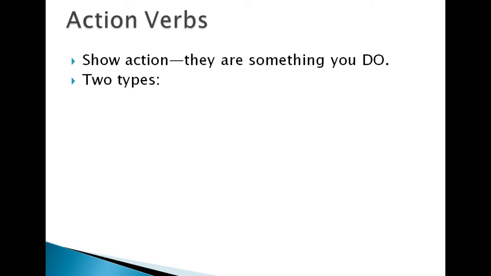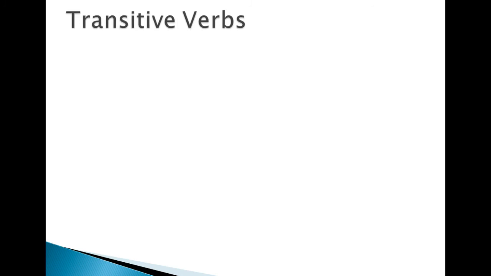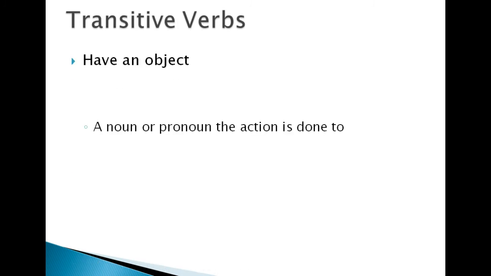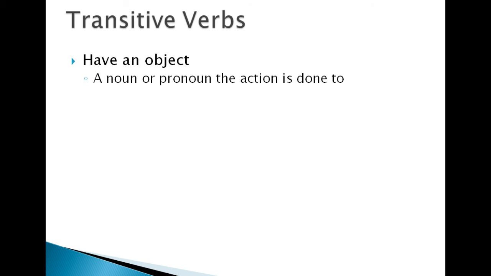There are two types of action verbs: transitive verbs and intransitive verbs. Transitive action verbs have an object. That is, there is a noun or pronoun that the action is done to. This noun or pronoun receives the action of this action verb, and that makes that verb transitive.